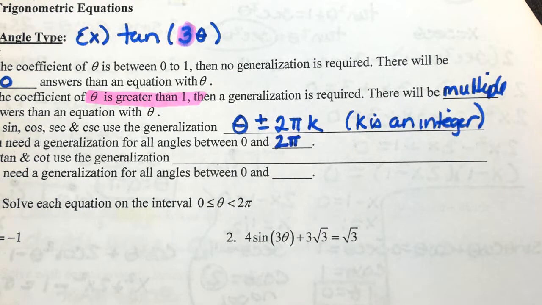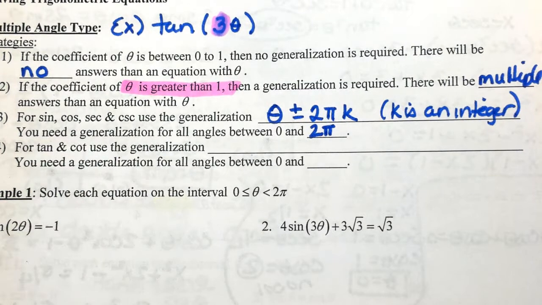The issue we run into is because of that coefficient in front of theta, it's not going to be straightforward just looking at the unit circle and finding all the solutions, because there's a calculation happening in front of theta. So to pick up all the angles between 0 and 2 pi, you're going to have to write this generalization and plug in numbers to find them all.